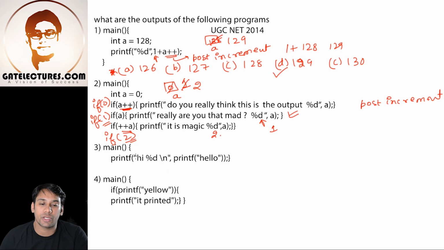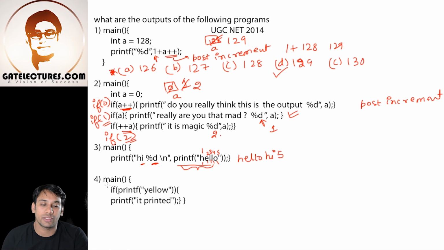Okay, so in the next program I have printf hi, then I'm doing %d, and then there's a statement printf hello. That means within this function I'm calling this function again. So first of all it is going to print hello, then it is going to print hi, and then this %d is going to print the value returned by this printf statement, and the value returned by printf is the number of characters. So the number of characters are 1, 2, 3, 4 and 5. So there are 5 characters, so it is going to print hello, hi, and then space 5. So this is going to be the output of this program.